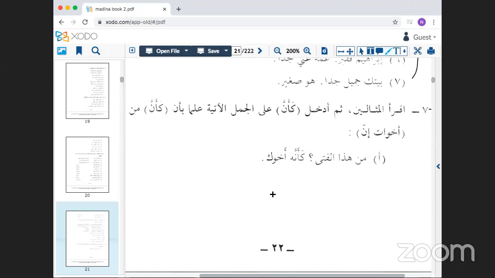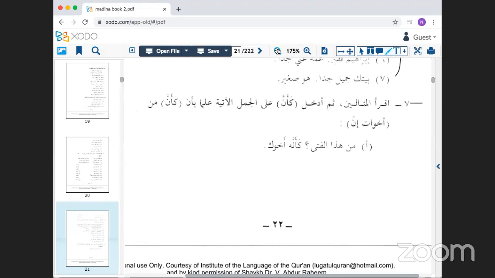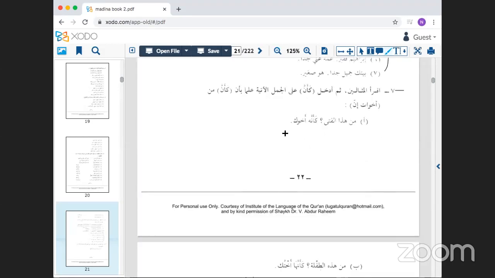So we have the exercise on ka'anna, and we explained the grammatical ruling of ka'anna, but we didn't speak about the meaning. Ka'anna means it is as if, or he resembles, it looks like he is. So basically this is to show resemblance. Man hadha al-fata? Ka'annahu akhuka. Who is this young boy? It seems as if he is your brother. Ka'annahu akhuka. Jayid.